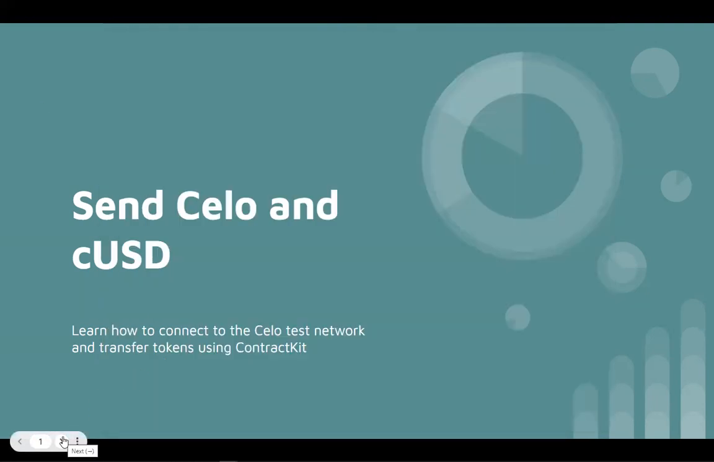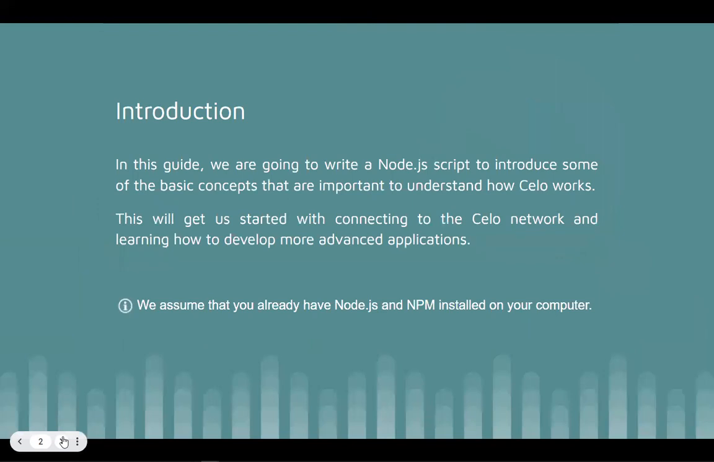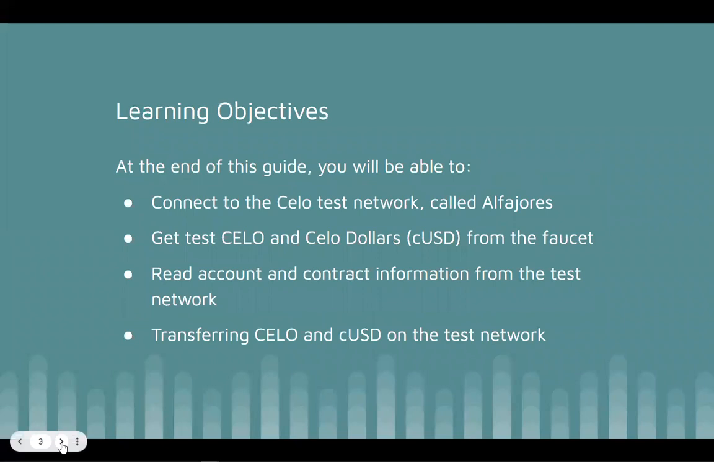Okay, so we did an introduction. I'm hoping that everybody who was not there yesterday has already installed Node.js and npm on their system. The objective is to connect to a Celo test network called Alfajores, and then we will be able to get test cUSD and Celo from the faucets, and then read account and contract information of the test network, and then we'll do the transferring of Celo and cUSD on the test network.